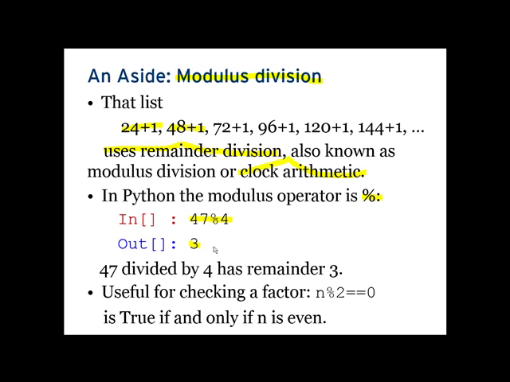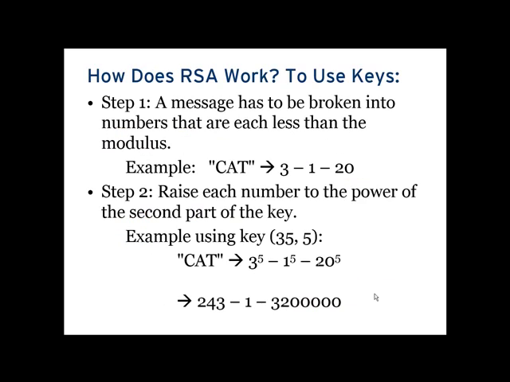All we care about is the remainder, and the remainder of that is 3. The modulus is very often used in programming to figure out if a number is even or not. If we do n % 2, and 2 goes into something evenly, the remainder is going to be 0. So if n % 2 is equal to 0, that means n is an even number. If n % 2 is not equal to 0, then the number must be an odd number.